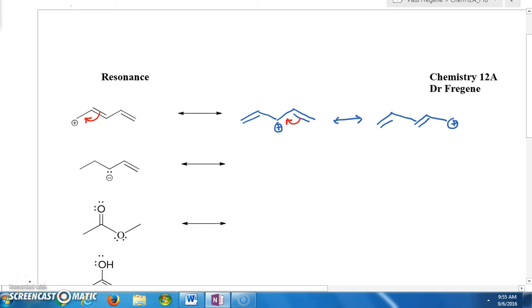Now the next one, as you can see here, is an allylic lone pair. See, we have an allylic lone pair, so we can delocalize that. We can delocalize it to give us, see, and we get this. So again we can move.